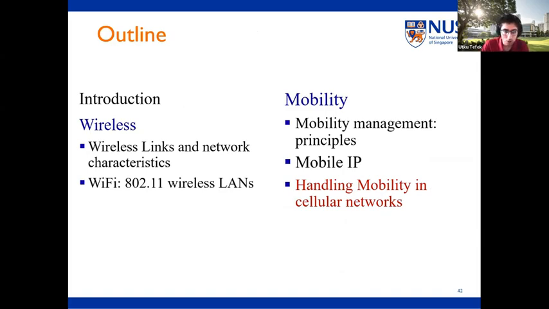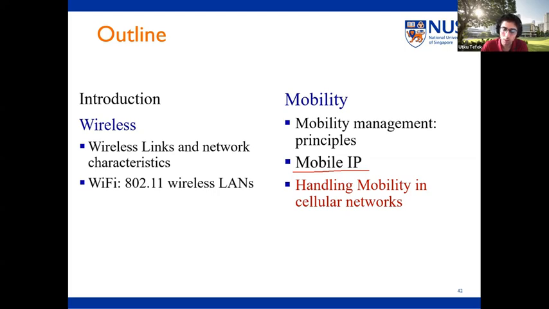Okay, so we saw direct and indirect routing and how those are enabled in the internet using a set of protocols called mobile IP. Cellular networks are also a type of network, so mobility is also handled in cellular networks in a similar way. The fundamental principles are very similar.